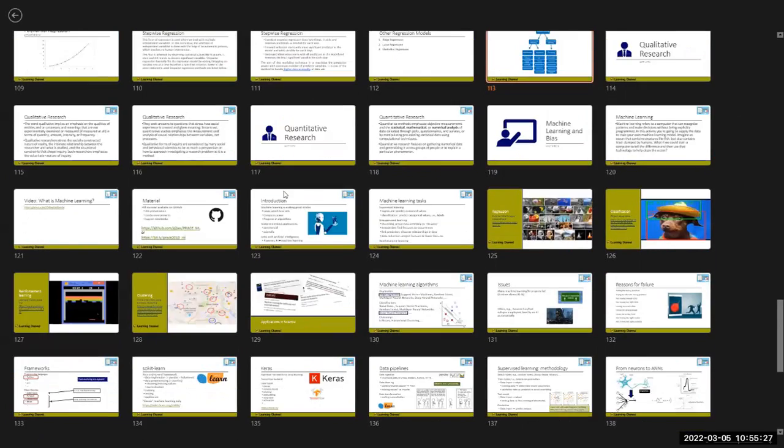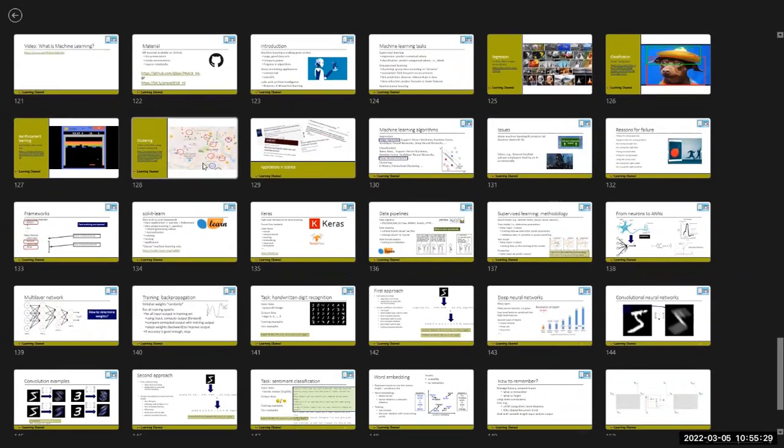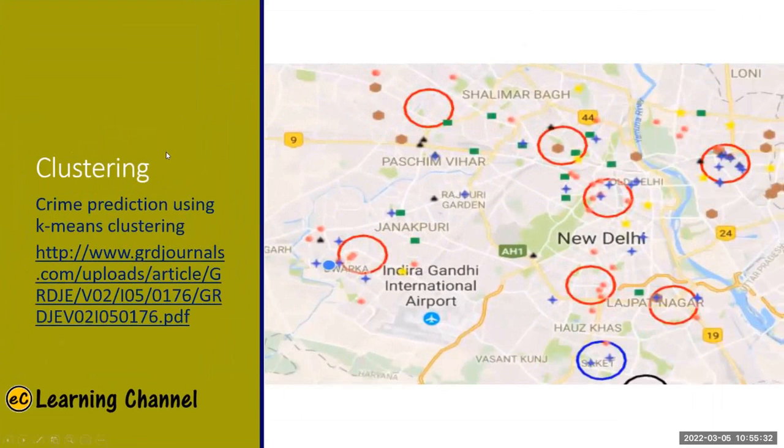Clustering happens when we do this. Clustering is, for example, crime prediction using k-means clustering, okay? Based on the reports of crime, we try to determine the insurance rate for cars. So we divide it into zones.